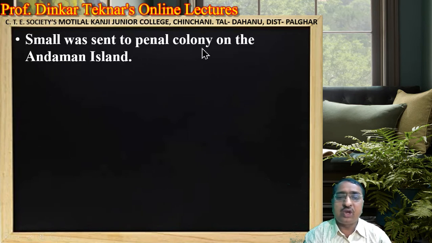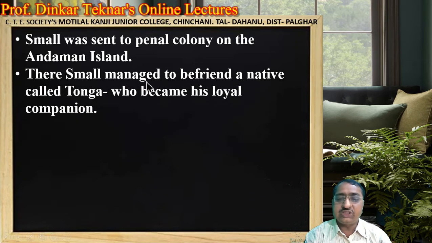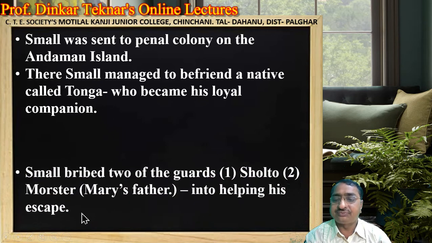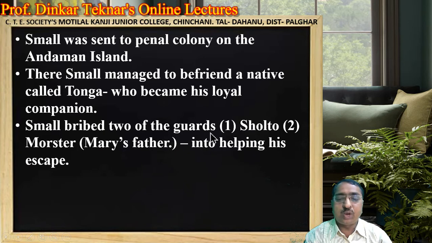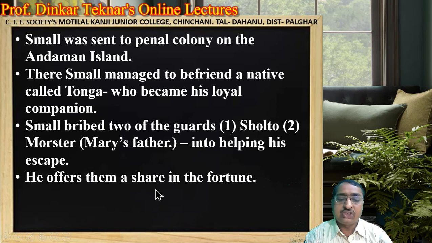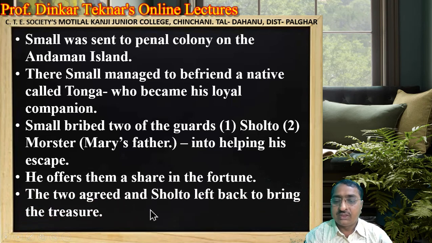Captain Small was sent to a penal colony on the Andaman Island. He was sent to jail for lifetime imprisonment. There Small managed to befriend a native called Tonga, who became his loyal companion, a loyal friend of Captain Small. Small bribed two of the guards, Sholto and Morstan, Mary's father. They were guards in that jail, and he bribed them into helping his escape. He offers them a share in the fortune. The two agreed.